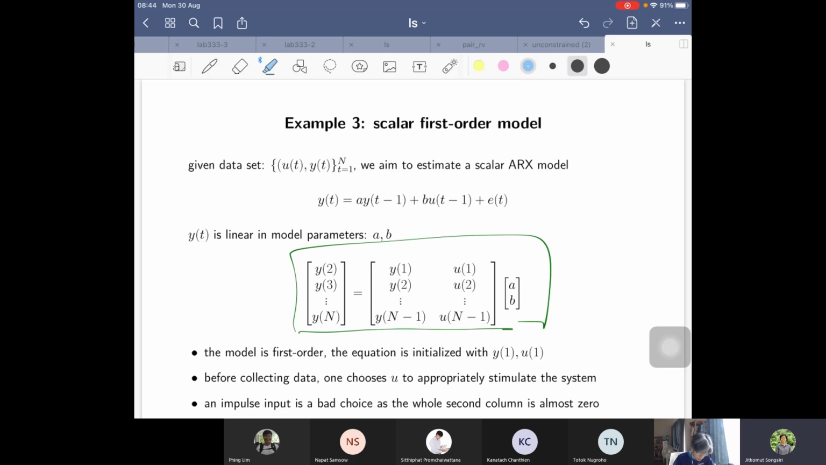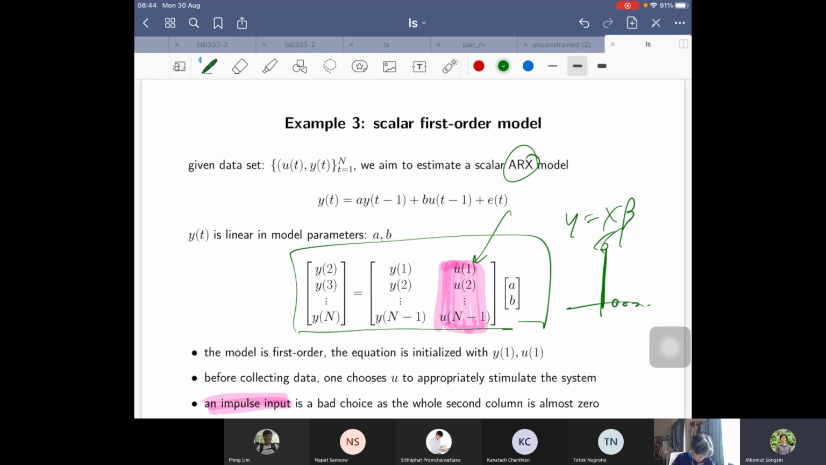PRBS. Here in this example, you see that the sequence of U, when you use ARX, will be arranged in the second column of the regressor matrix X. So what happens if you use a trivial signal like an impulse input? You see that almost all of the second column will be entirely zero.